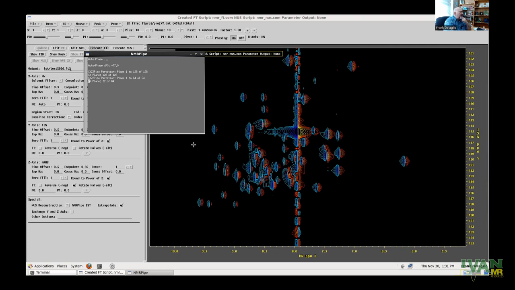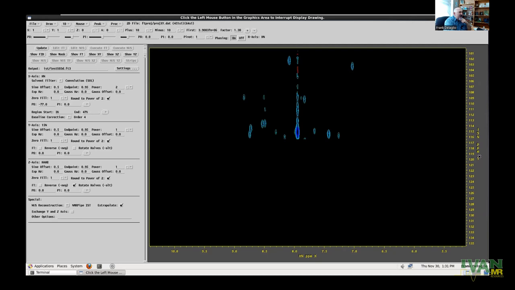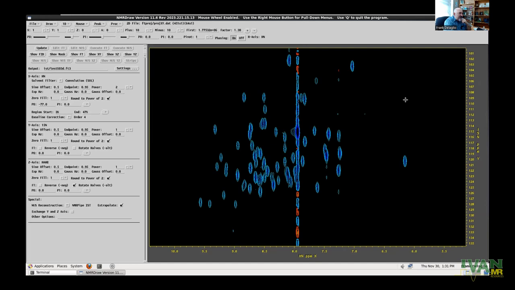And now we can look at the XY projection again. And the regular Fourier transform isn't perfect, but it's usually good enough to get a reasonable view of the spectrum and test that phase correction parameters are okay, and that Fourier transform options are okay. So this looks pretty well phased in the XY dimension. And if I look at the XZ projection, that looks okay too.